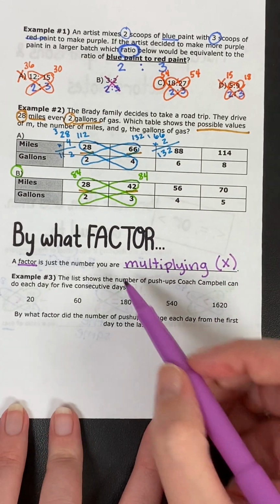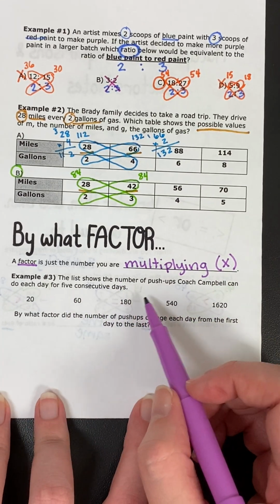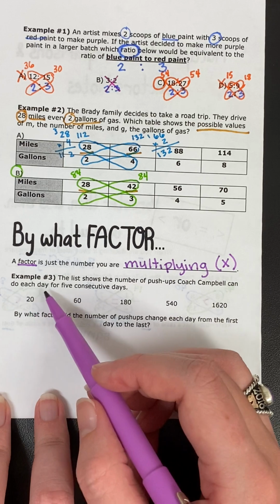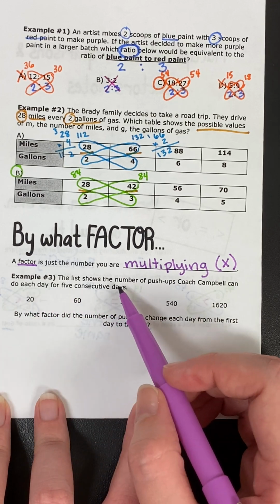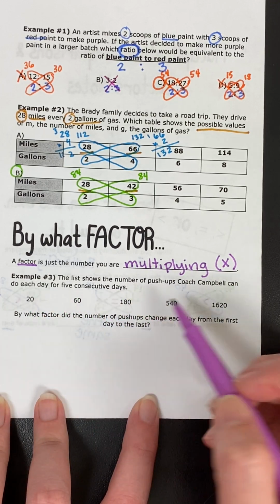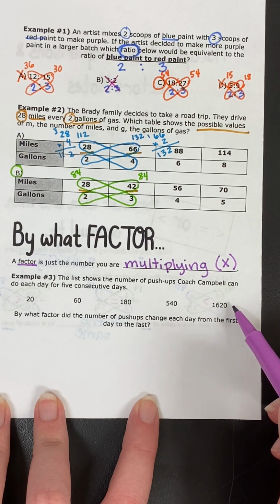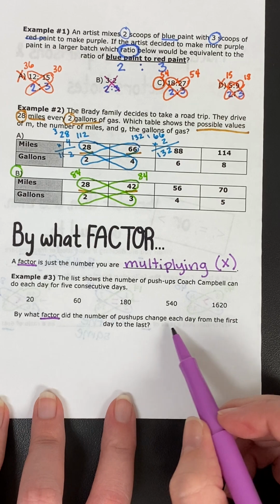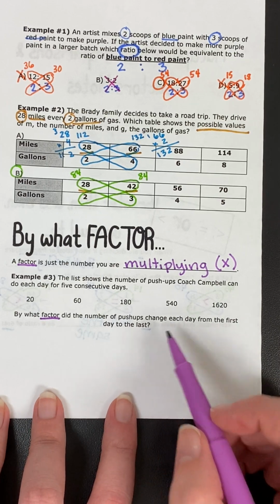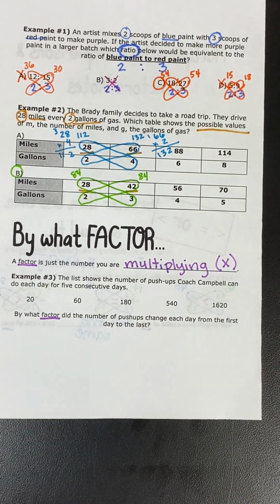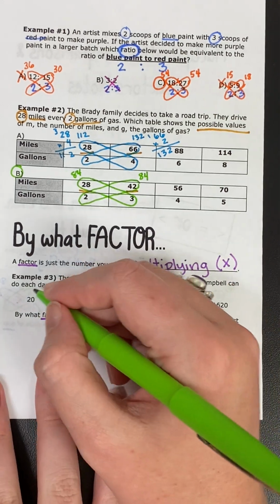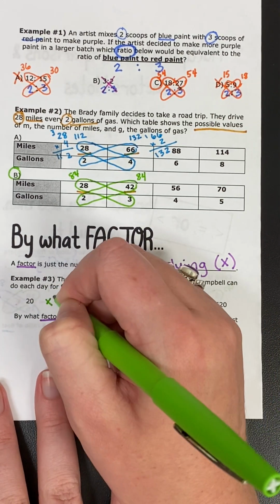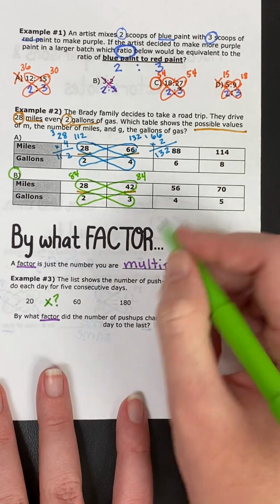So it says the list shows the number of push-ups Coach Campbell can do each day for 5 consecutive days. So we have a list: 20, 60, 180, 540, 1,620. By what factor did the number change each day from the first to the last? So when we say factor, it means multiplying. So it's saying from 20 to 60, what number are we multiplying by?